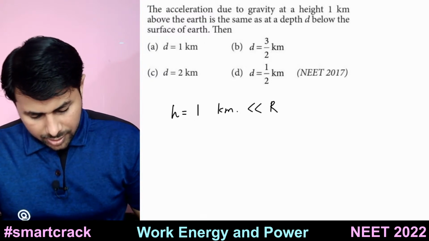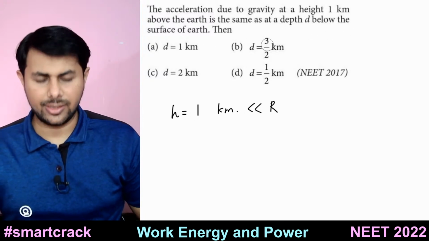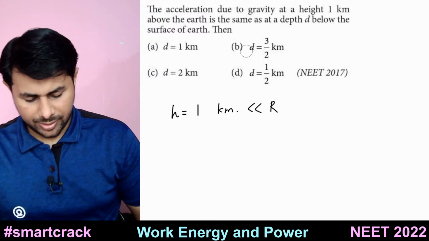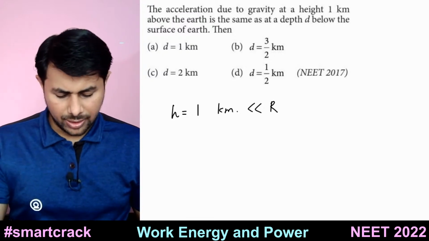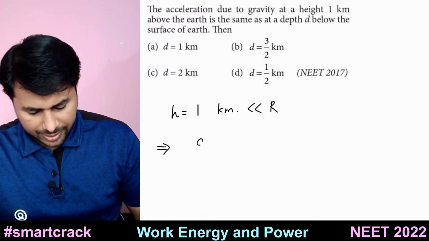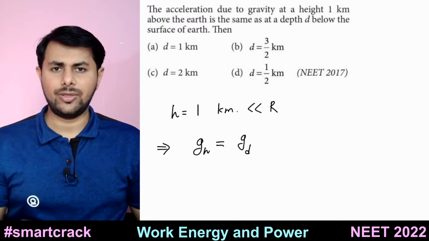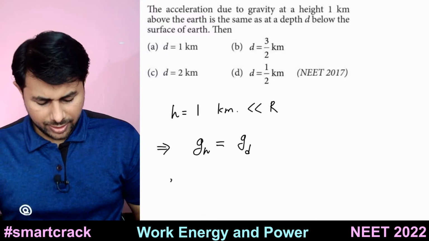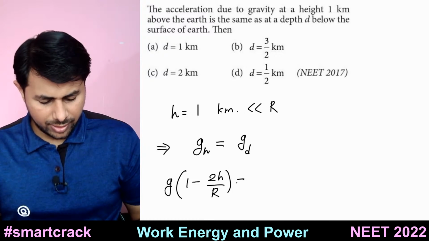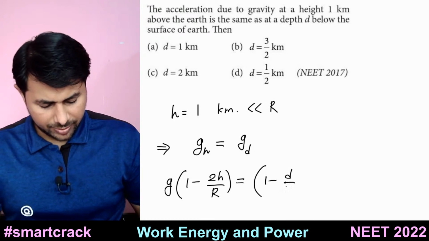So height 1 kilometer above the earth is the same as at depth d below the earth. Then we have to find the depth. How much is the depth? Okay. So it's given that acceleration due to gravity at height h is equal to acceleration due to gravity at depth d. Okay. We can use this: g into 1 minus twice h divided by r is equal to g into 1 minus d upon r.